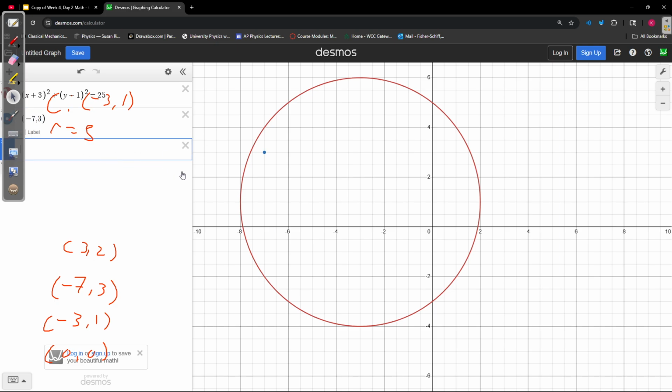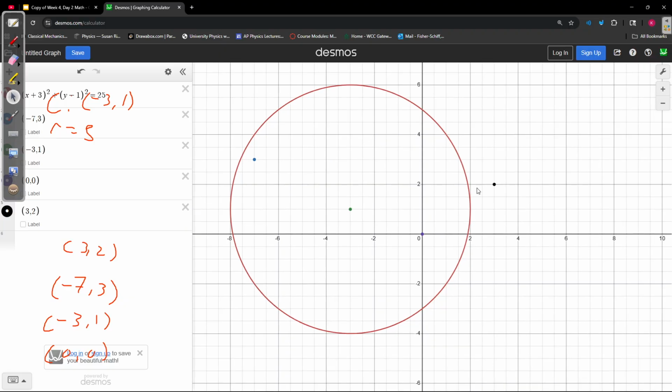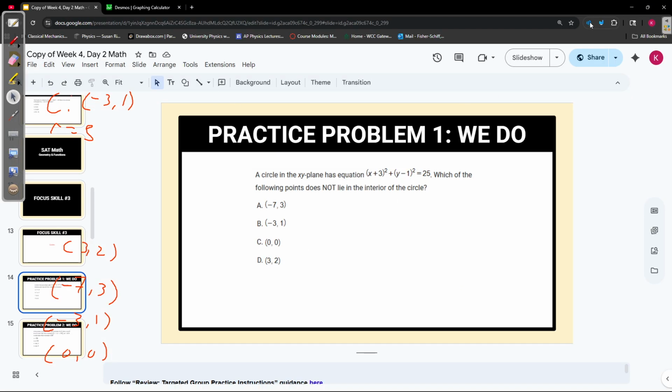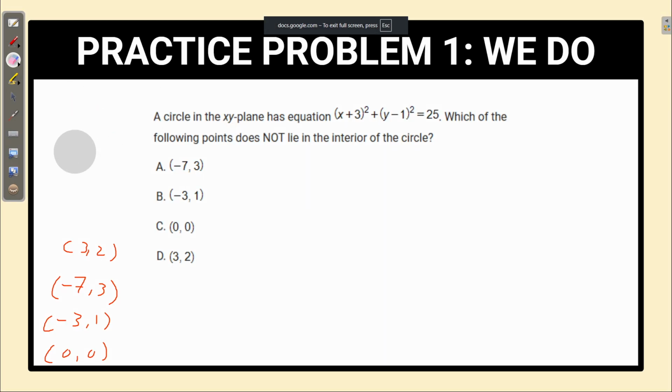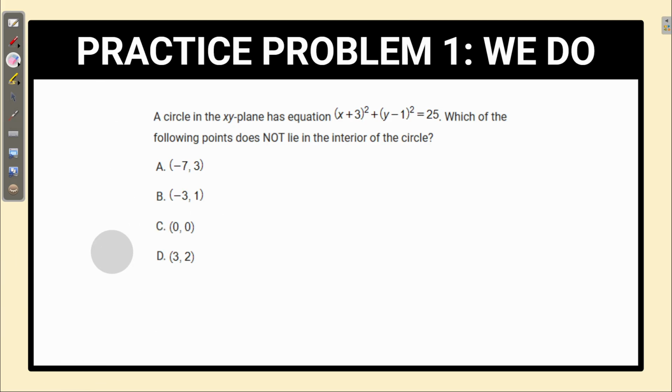So that's in the circle, so the answer is not going to be A. That's in the circle, so the answer is not going to be B. That's in the circle, so the answer is not going to be C. So what is the answer going to be? Well, we can assume that it's D, and it is D, so it's outside of the circle. So that's basically an easy way to do that, right? If you don't want to use the distance formula and all that, D's our answer.